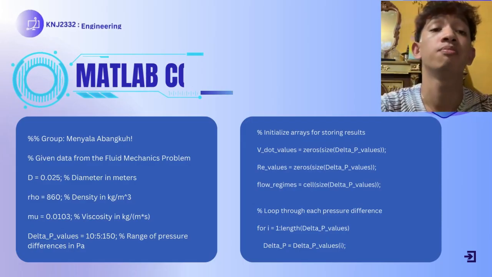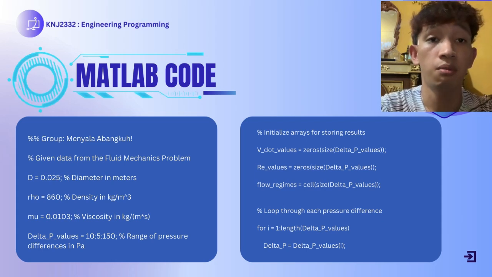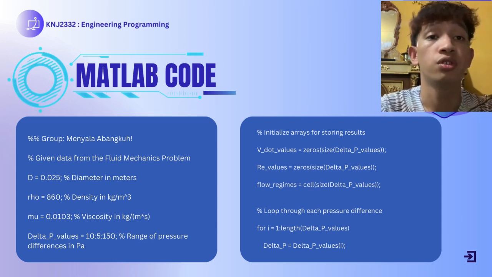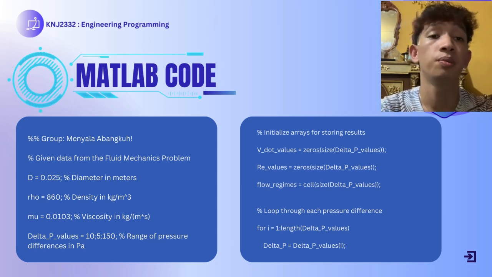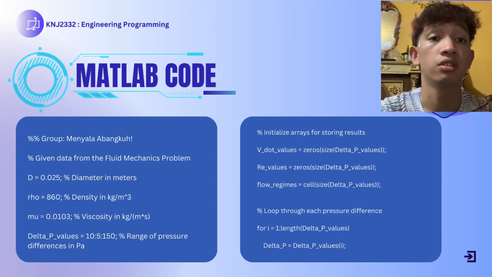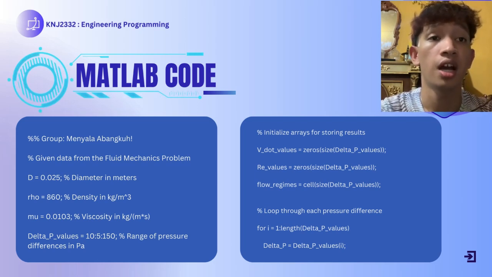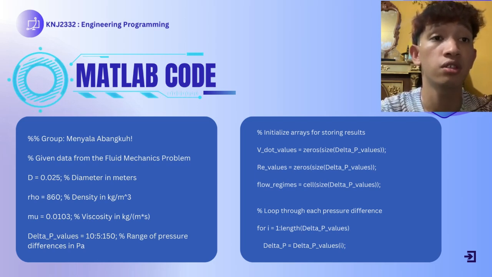Okay, for my part, which is the MATLAB code, the given data from the fluid mechanics problem is: diameter 0.025 in meters, density 860 in kilograms per meter cubed, viscosity 0.0103 in kilograms per meter second, and delta P values, which are a range of pressure differences in Pascal. So I initialize arrays to store results.